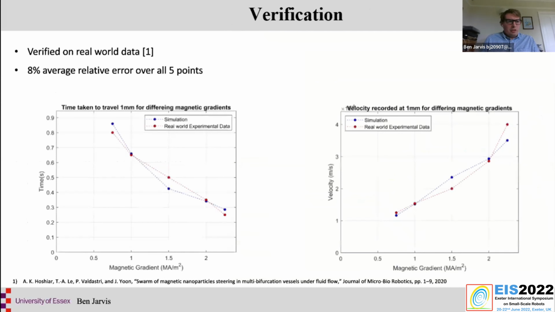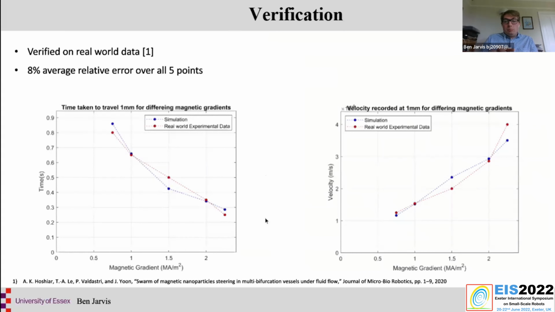So I guess some of the more interesting bits now. I mentioned something about it being simplistic, and accuracy and all of that stuff. So how can I say how accurate it is? Well, what we've done is we've verified the simulation against some existing real world data. By performing the same experiment in the simulation as had been done in the real world, we can then directly map the data, and it's provided us an 8% average relative error over the 5 points that are mapped here.